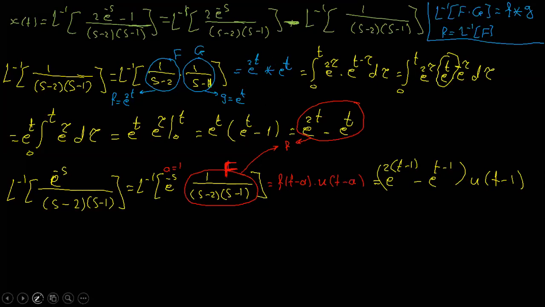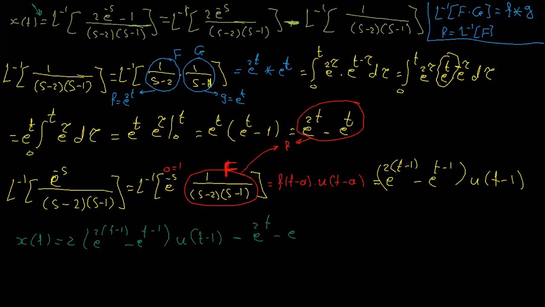Go back to the green and let me write the rule. Where is my green? Here is my green. So x of t equals, I'm going to plug in here the 2 outside for both of them. The 2 outside, all of those, e to the 2t minus 1 minus e to the t minus 1 times u of t minus 1 minus e to the 2t minus e to the t. Now I found the x of t.